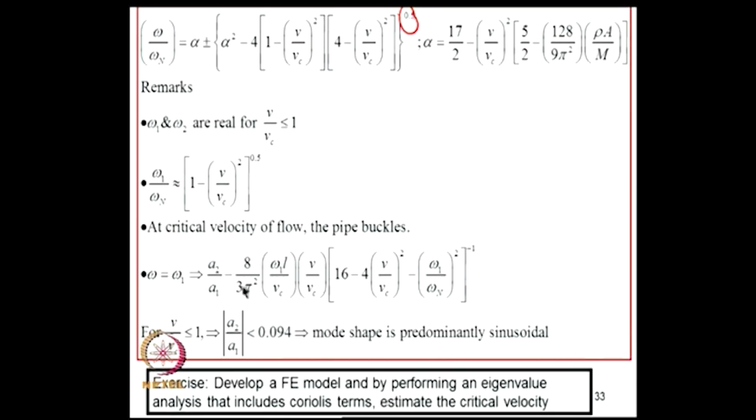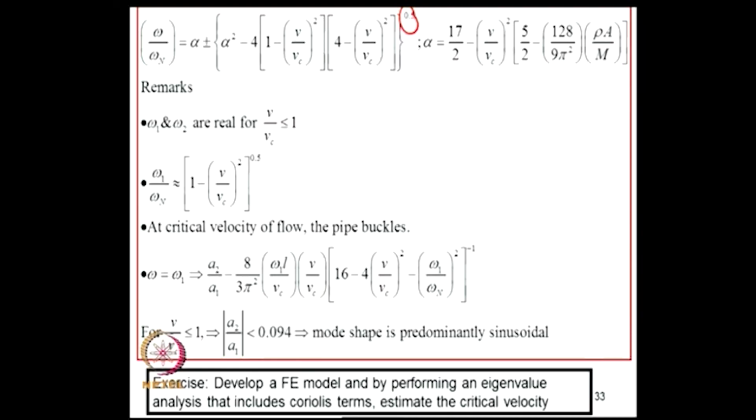Now, how about the mode shapes? We can put omega equal to omega 1 and evaluate the ratio of A2 by A1 and we can show this, and whenever the velocity of flow is less than the critical velocity you can show that this ratio A2 by A1 is less than about this small number. This indicates that the mode shape is predominantly sinusoidal, although there is an asymmetric distortion. This seems to produce a marginal effect, and results from this formulation have been compared in Blevins' book with experimentally observed data, and reasonable comparisons have been found.